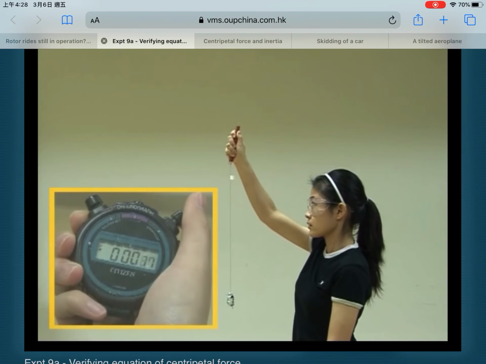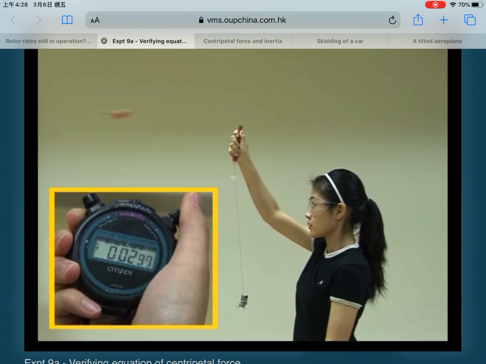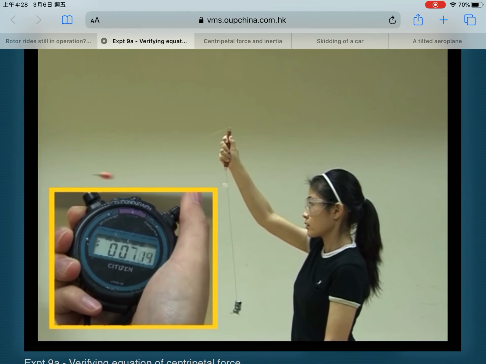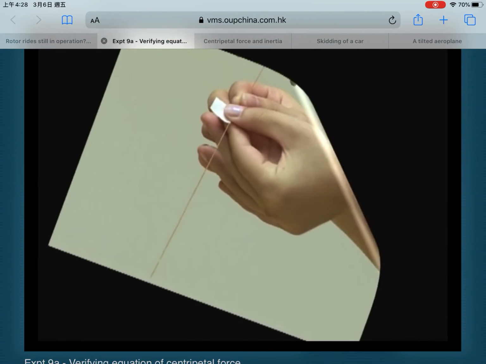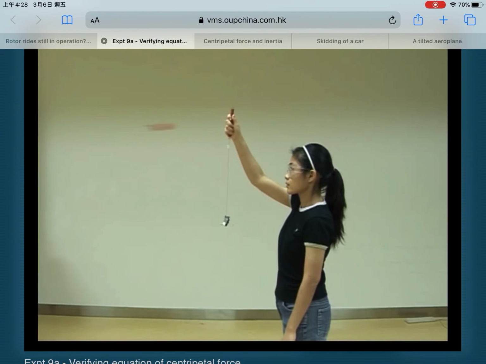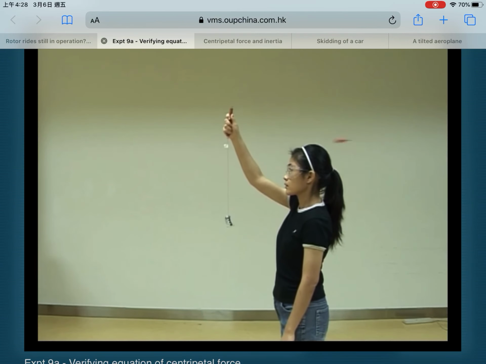Record the total time needed for 50 revolutions and calculate the angular velocity of the rubber bung and the tension in the string. Repeat the experiment with different lengths. Does the equation for the centripetal force hold for different values of L?